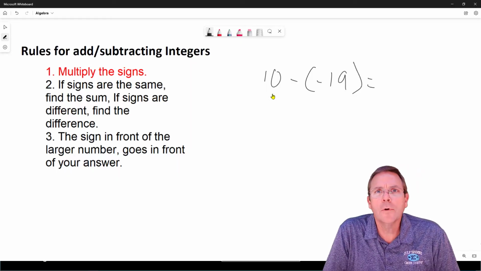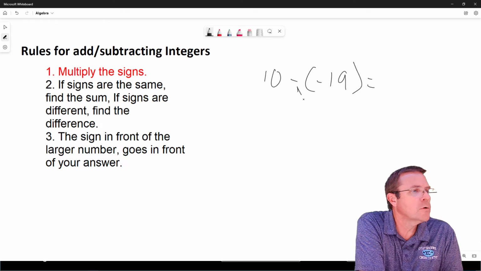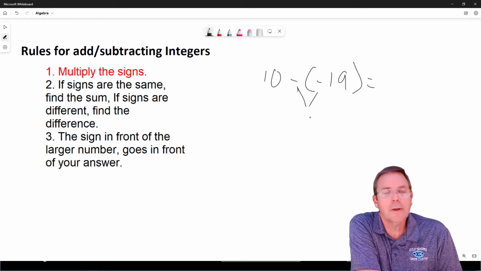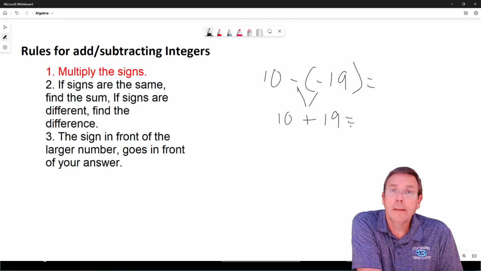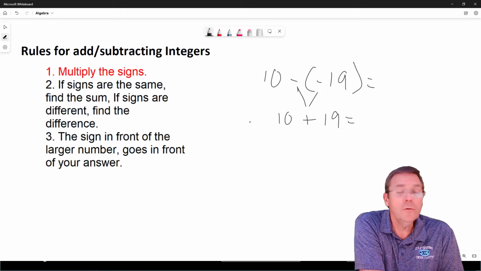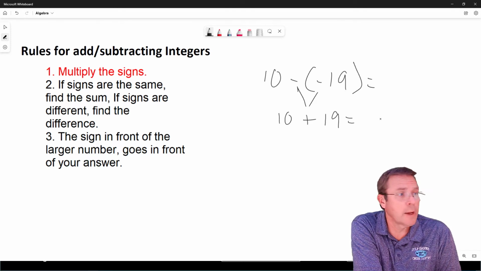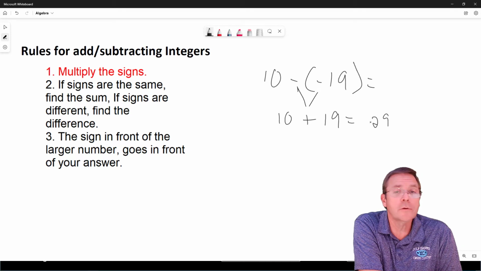So how did that one go for you? Started off, got an ugly problem again. Let's make that ugly problem pretty by multiplying the signs. A negative times a negative, that's going to be a positive. So now I have 10 plus 19. That's old school math. Now you can do the other steps. You can do step 2, signs are the same, find the sum. All right, that's 29. So in front of a larger number, you have positive 29.